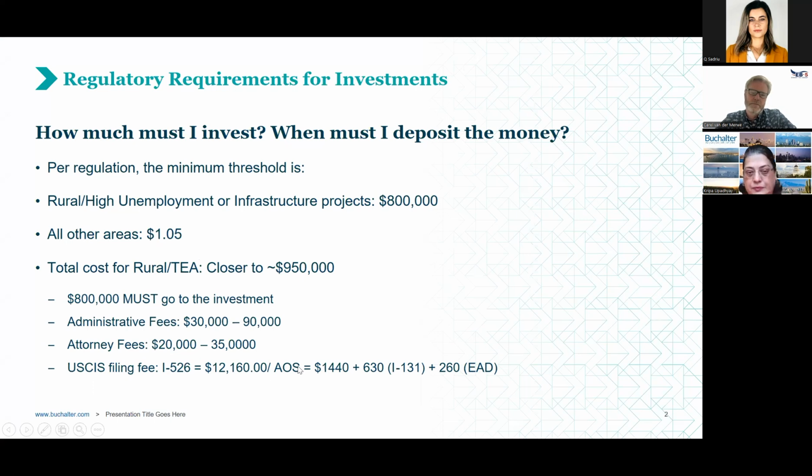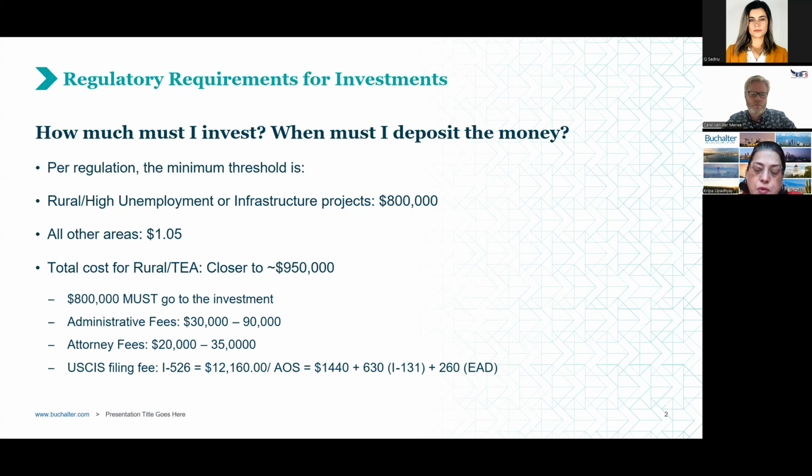Right now, I sometimes still get questions: it was 500, why are we now at 800? That's because the program changed. Under the Reform and Integrity Act, if you are now filing your EB-5 with a project that is either rural, high unemployment, or infrastructure, essentially in what is called a targeted employment area, the minimum that you have to invest is 800,000. Anything outside of that is a minimum investment of 1.05 million per applicant. If you are investing in a rural or TEA, you are likely going to come closer to 930, 950, somewhere there, depending on the regional center that you select to work with.